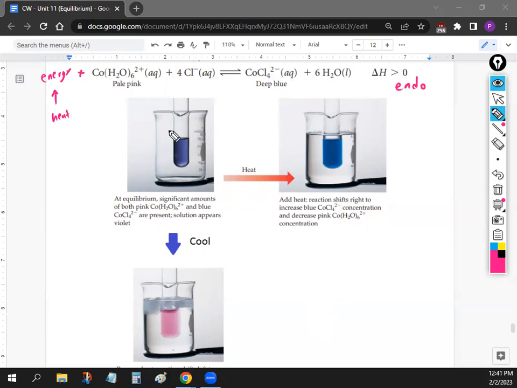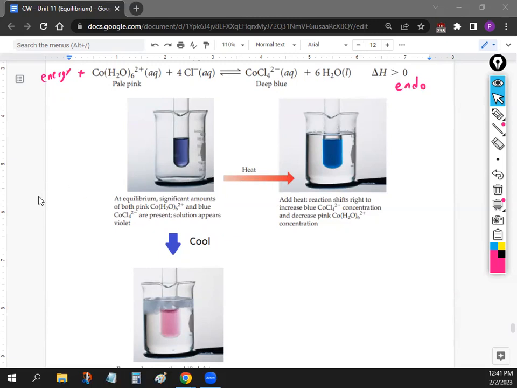And the inverse is true too. If you cool it down, you are reducing the energy, so it's like you're taking away reactants. That means it's going to shift towards the left to compensate for that change. So you can think of a change in temperature as almost the same thing as changing concentration. The only difference is that instead of changing the molecule concentration, you're changing the energy concentration.